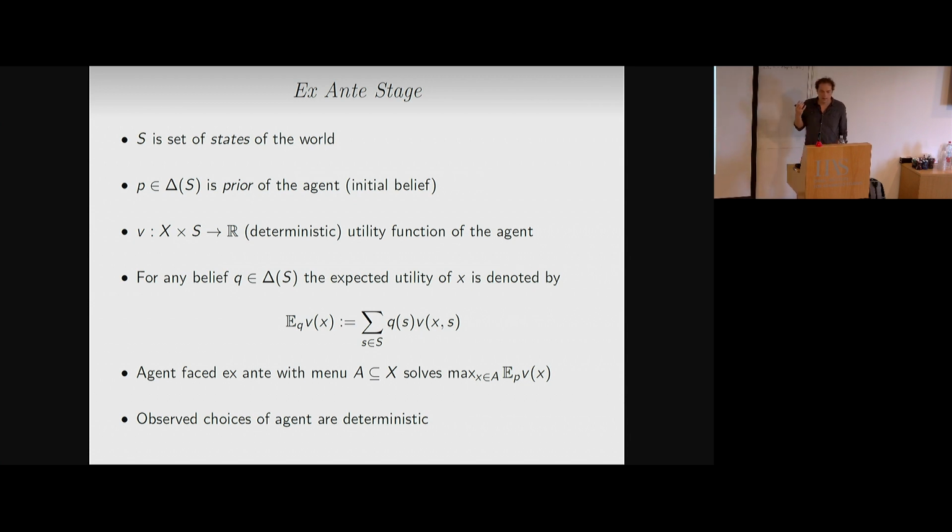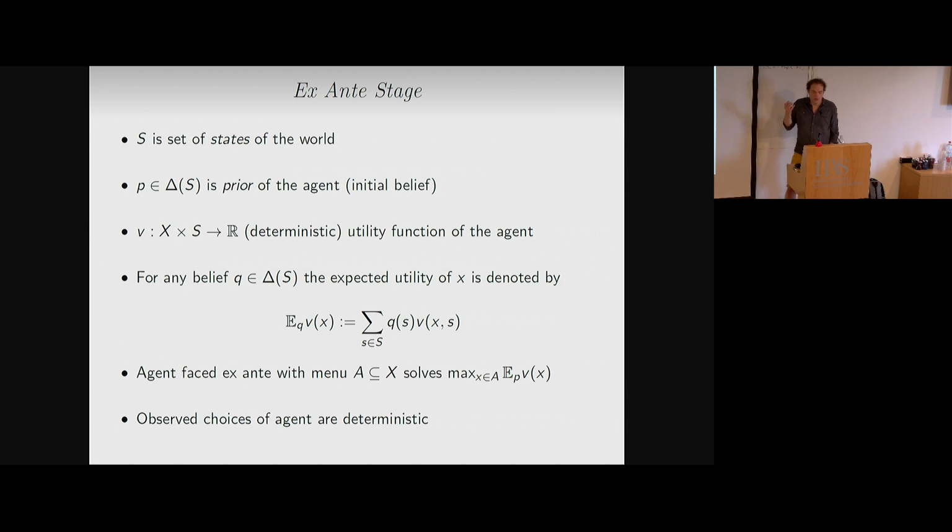The agent has some deterministic, for simplicity, utility function that evaluates each alternative, but the evaluation can depend on the state. That's why the agent cares about the state. In some states, ice cream is better. In some states, hot tea is better, depending on weather. And so for any belief, the expected utility of x is just, I sum over all states the utility of x in that state times the probability of that state. That's my notation for expected utility of x.